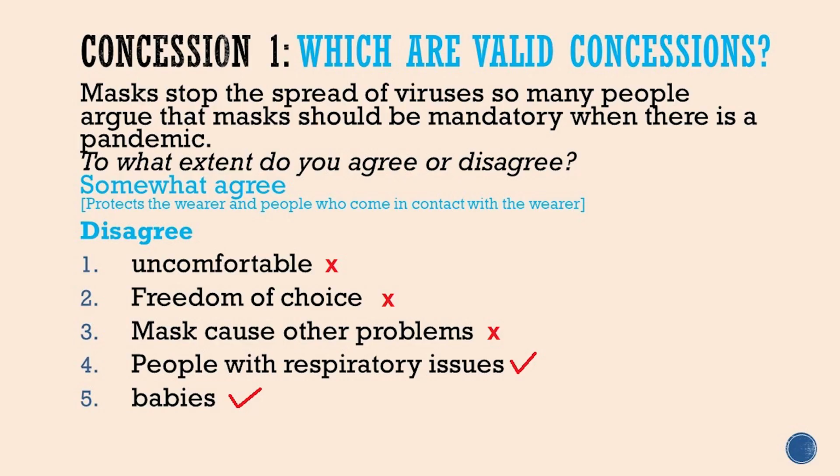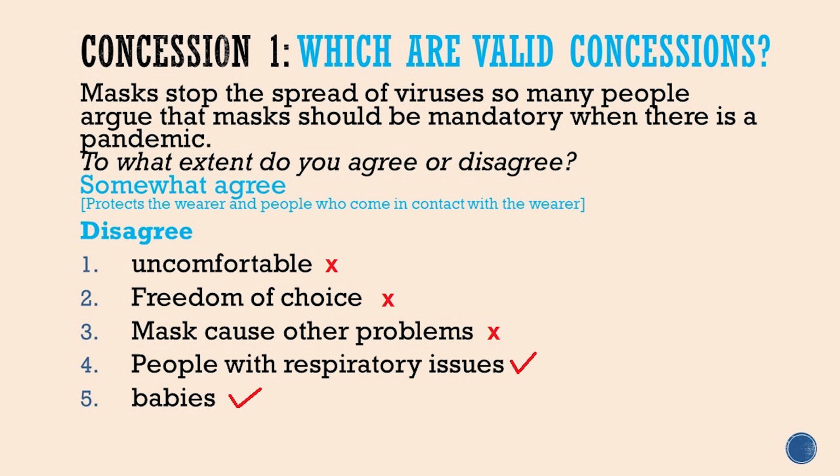However, let me show you now how it would be okay to write a concession. So if we've got these paragraphs about it should be mandatory because it protects me and it protects other people, we could then have a paragraph about an exception where we don't think it should be mandatory, and that might be for people with respiratory issues, people who, if they put a mask on, might be compromised, might die. Maybe they shouldn't have to wear a mask. And another good example would be babies.